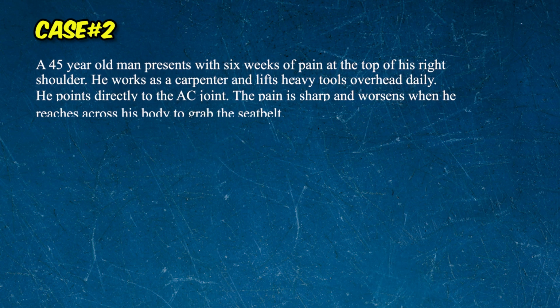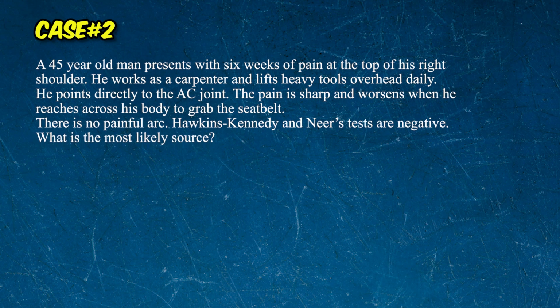Case number two, a 45-year-old man presents with 6 weeks of pain at the top of his right shoulder. He works as a carpenter and lifts heavy tools overhead daily. He points directly to the AC joint. The pain is sharp and worsens when he reaches across his body to grab the seat belt. There is no painful arc. Hawkins, Kennedy, and Neer's tests are negative.